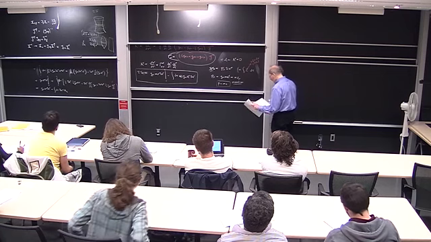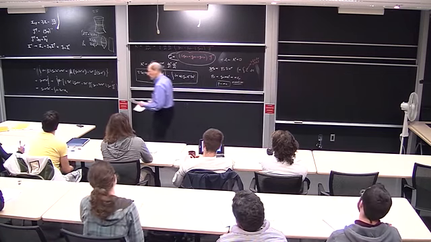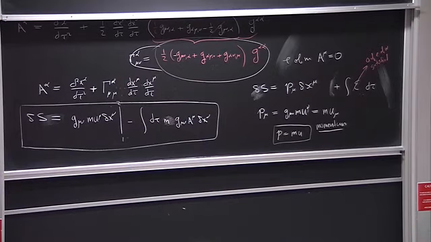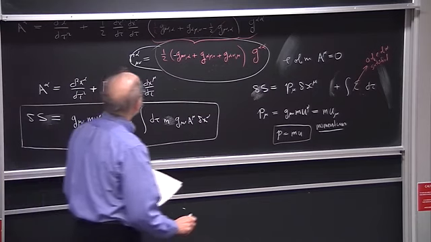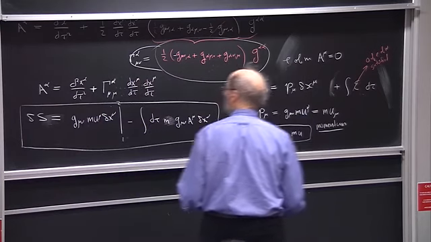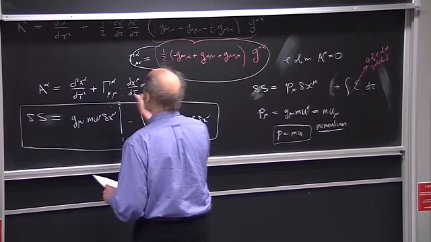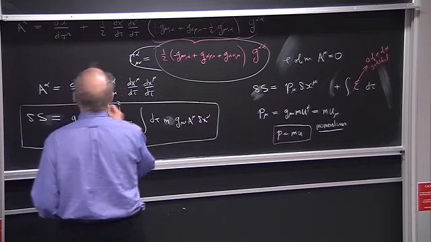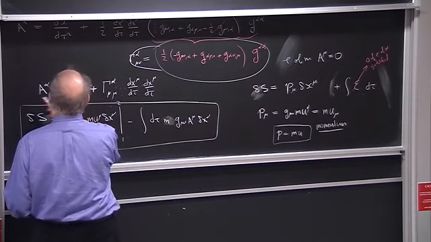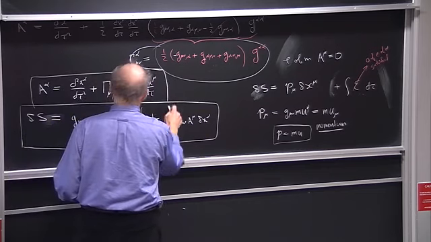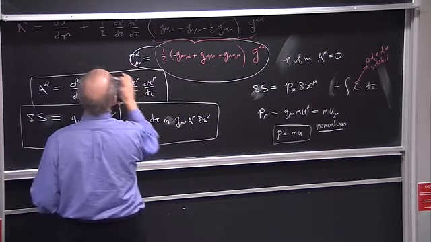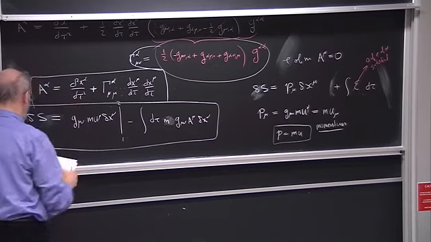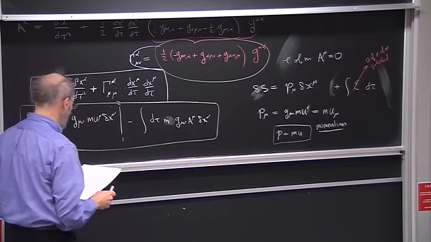So, a couple more comments. I think I already said this. The equation of motion is second order, as you would expect. Here's the equation of motion. The vanishing of this is second order, as you would expect.